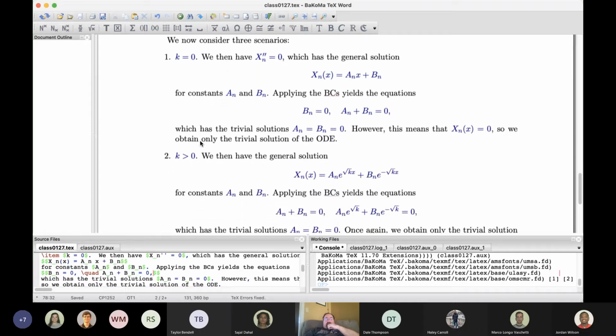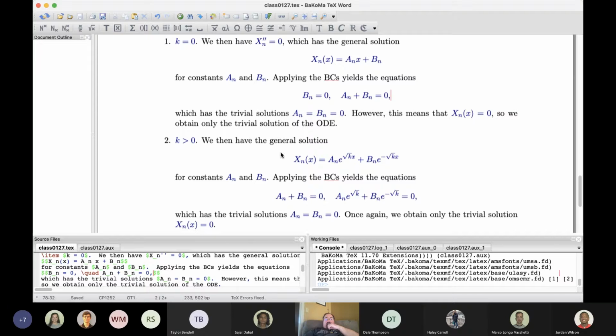Now, what about k positive? In that case, this is a solution of the ODE, where we have these exponentials with exponents that are negatives of one another. So now what we could do is apply the boundary conditions again. So we plug in x equals 0, so the exponentials become 1, and we get this equation. And then we have this equation when we plug in x equals 1.